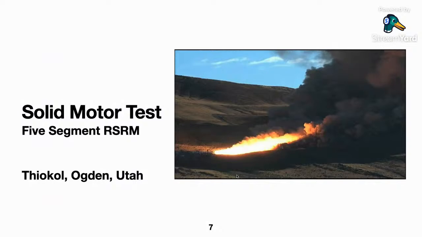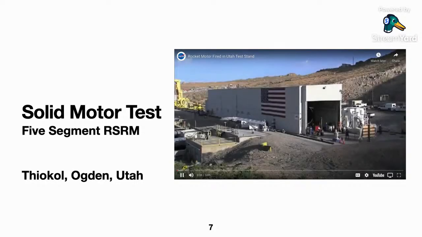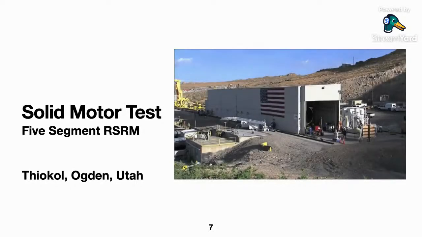This is a solid motor test of the 5-segment RSRM at Thiokol, the company Thiokol in Ogden, Utah. And I believe a video will play. Let's see if that works. I don't see anything happening. Oh, there we go. Now, I don't know if you'll be able to see this one. Yeah, we can see and hear it.